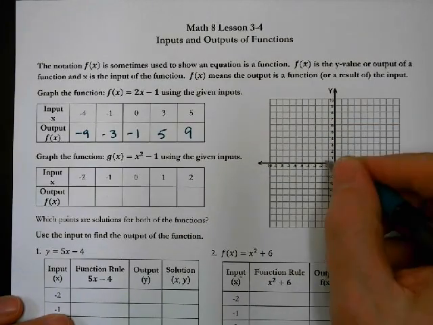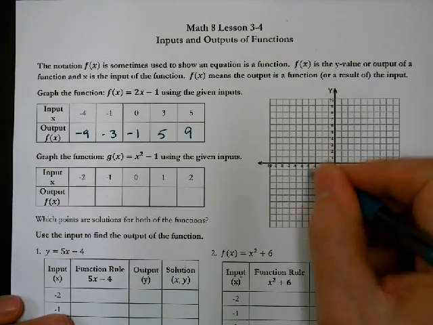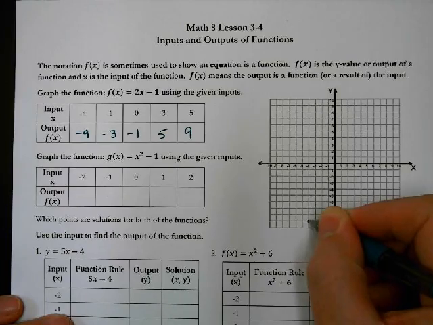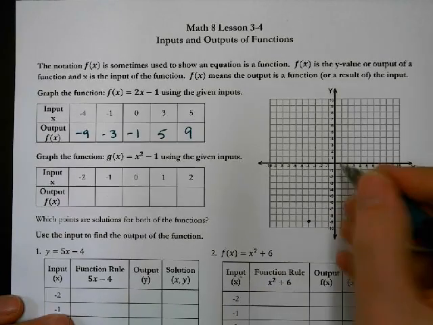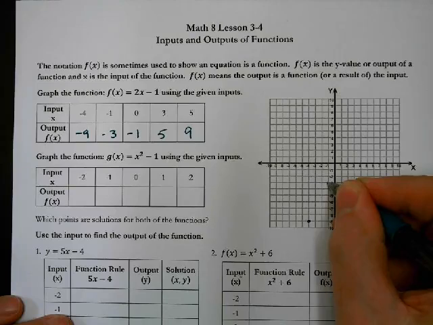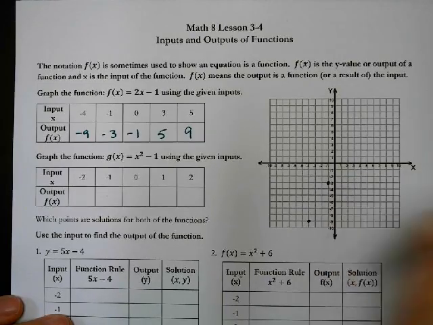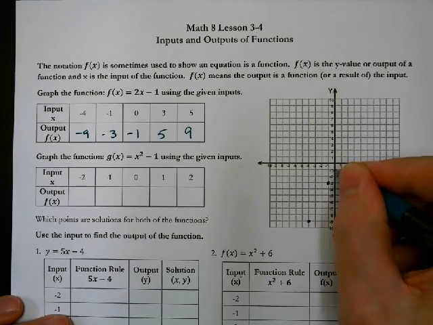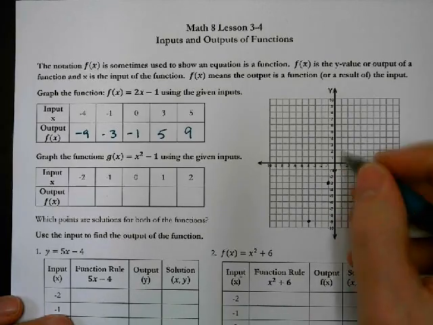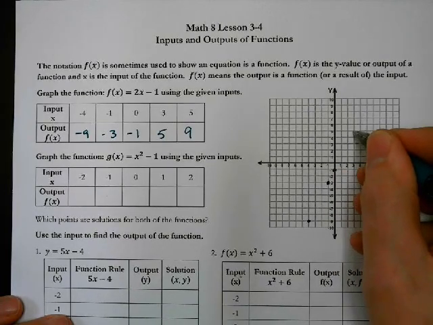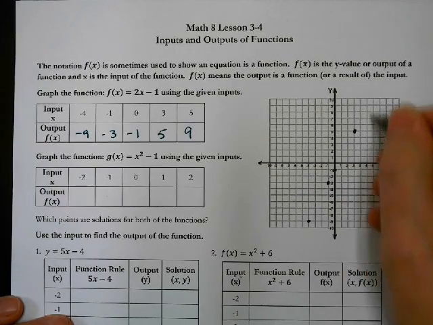So I've got -4, -9. There's my first point. Next point is -1, -3. There's my next point. 0, -1, right here. 3, 5. 5, 9.